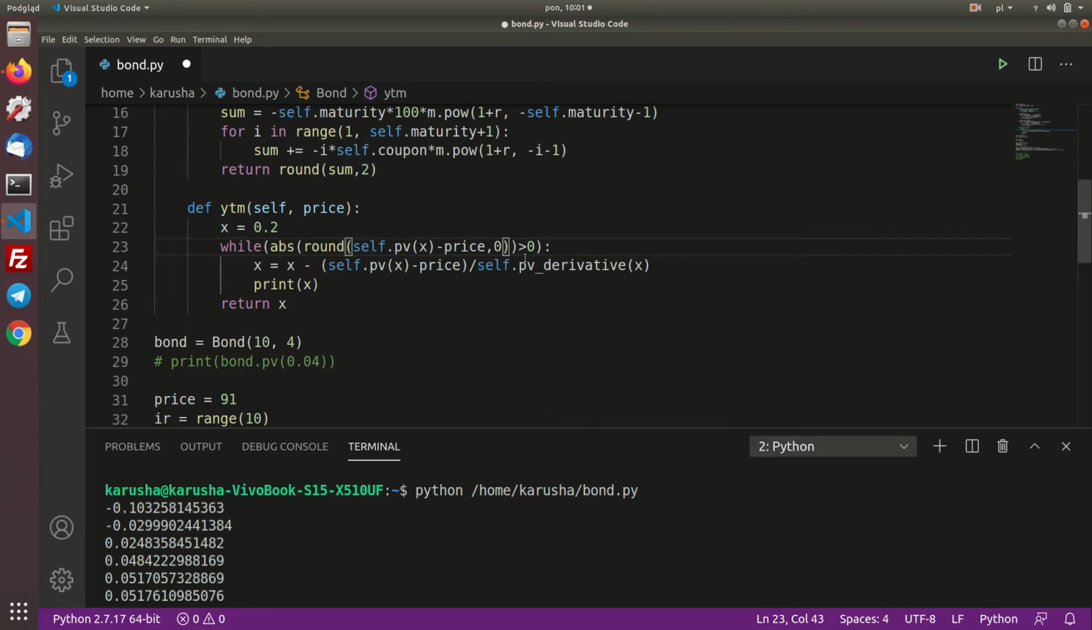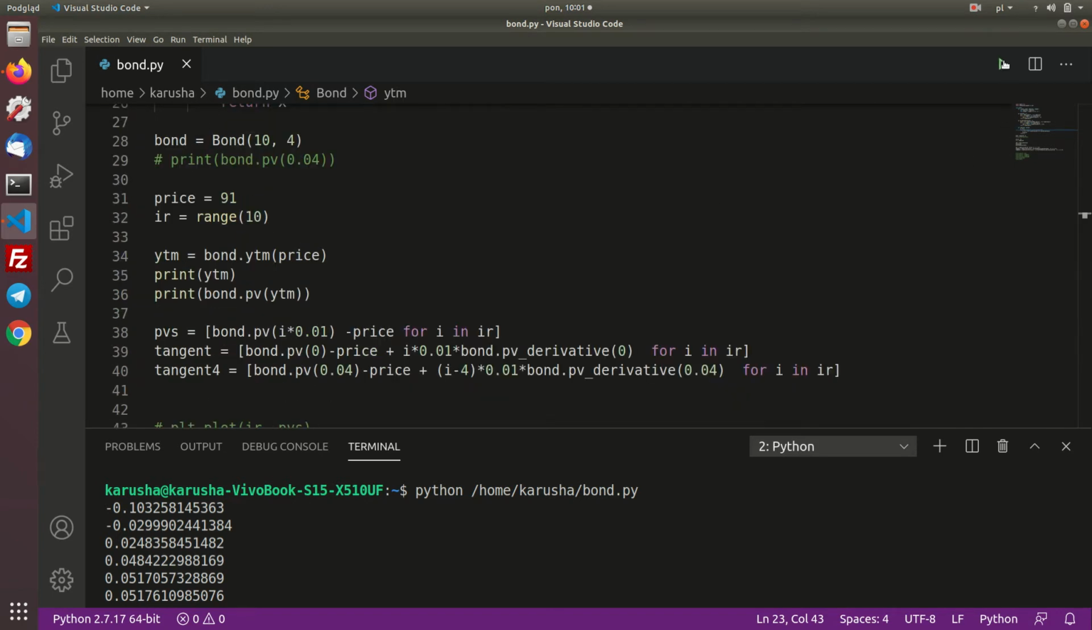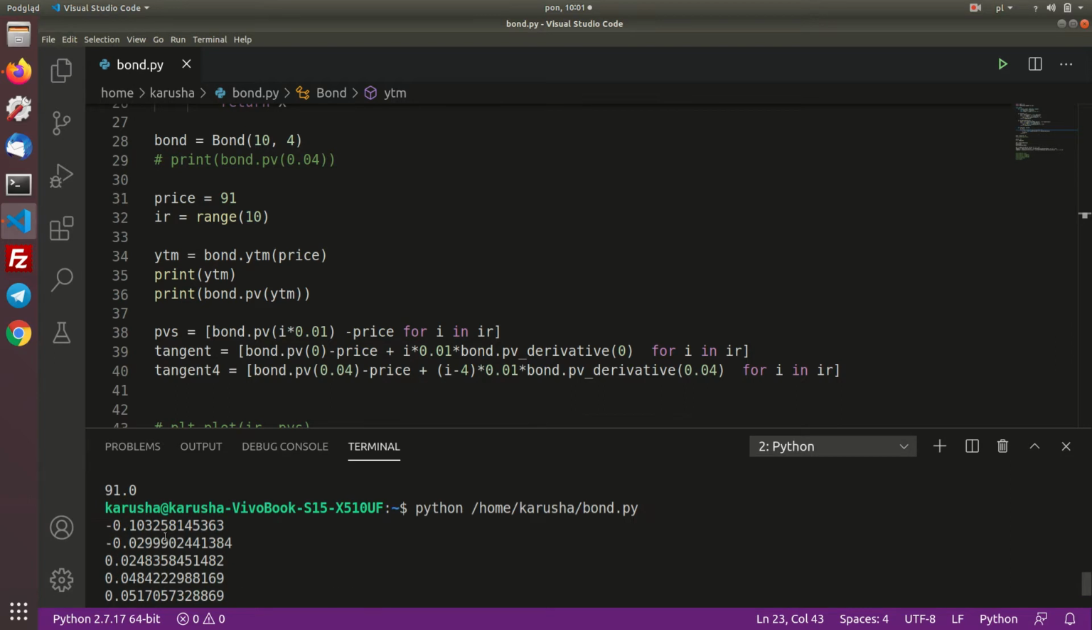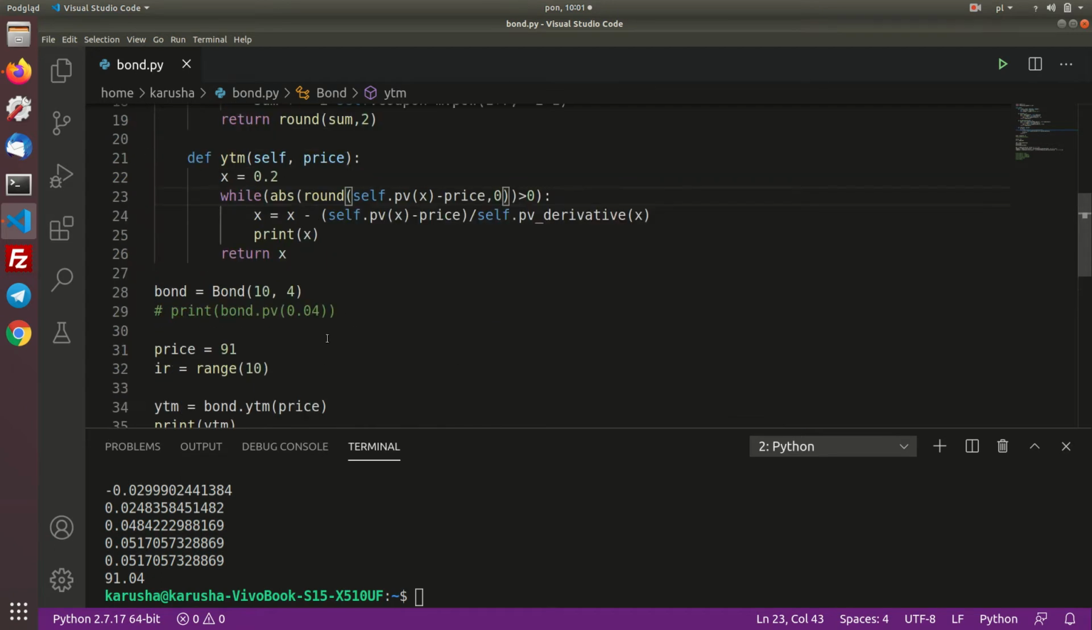So if, let's say, we didn't want 2 decimal points of precision, but instead 0, and we run it again, then we have 1, 2, 3, 4, 5. Okay, so one less iteration. But of course, we lose the precision here, right? So the price is not exactly 91. Okay, so we see what the sensitivity is here.